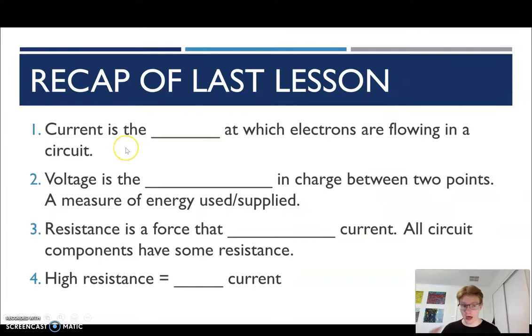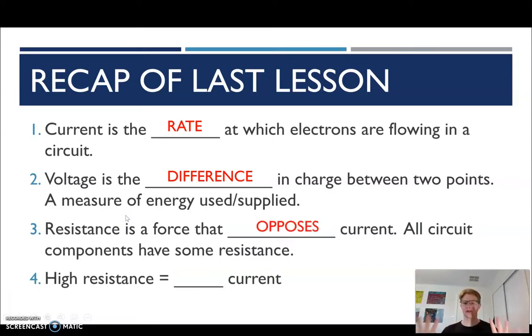So current, this is all recapping, current is the rate at which electrons are flowing through a circuit. That's how many electrons are going past a certain point in a given time. Voltage is the difference in charge between 2 points. Another way of looking at voltage is it's a measure of how much energy individual electrons have. Resistance is a force that opposes current. It's whatever's trying to slow down the current so that electrons find it harder to get around the circuit. And high resistance will therefore mean a low current.